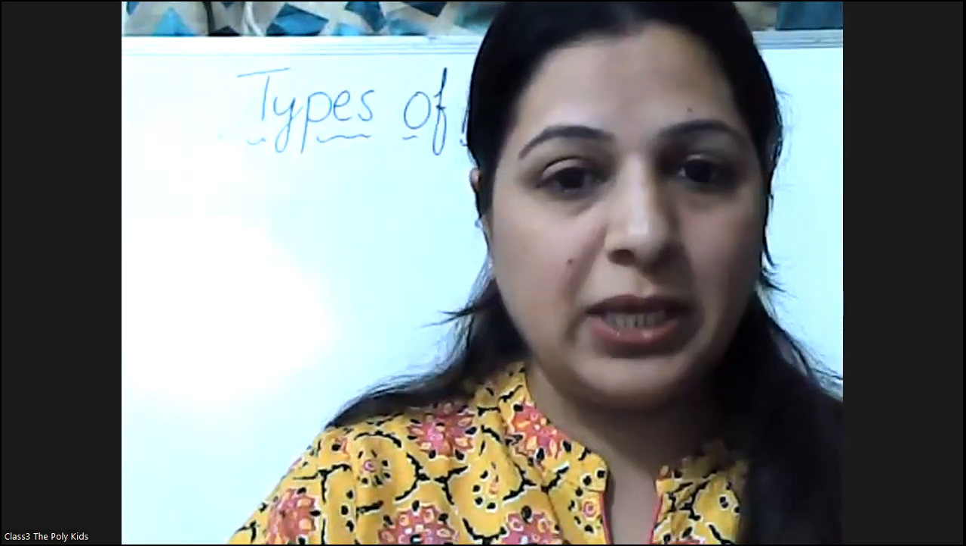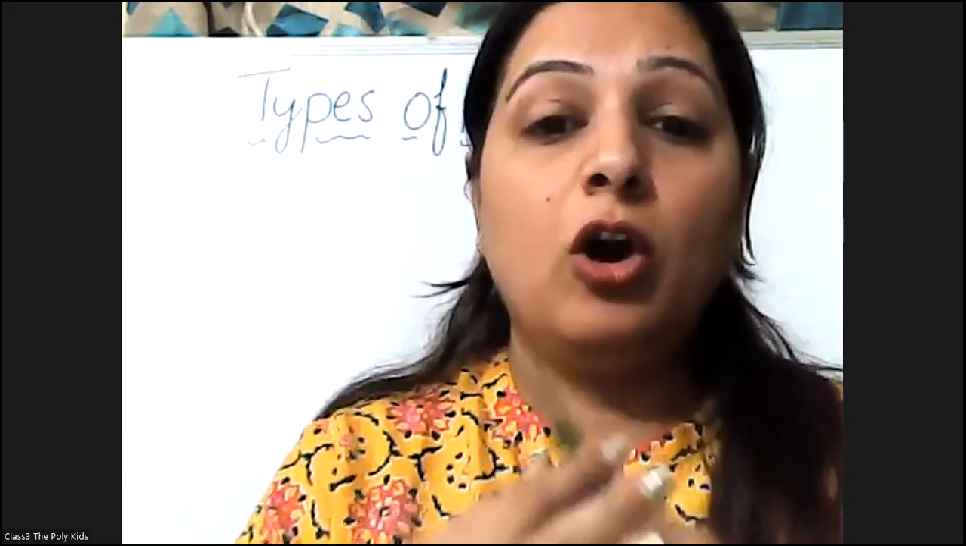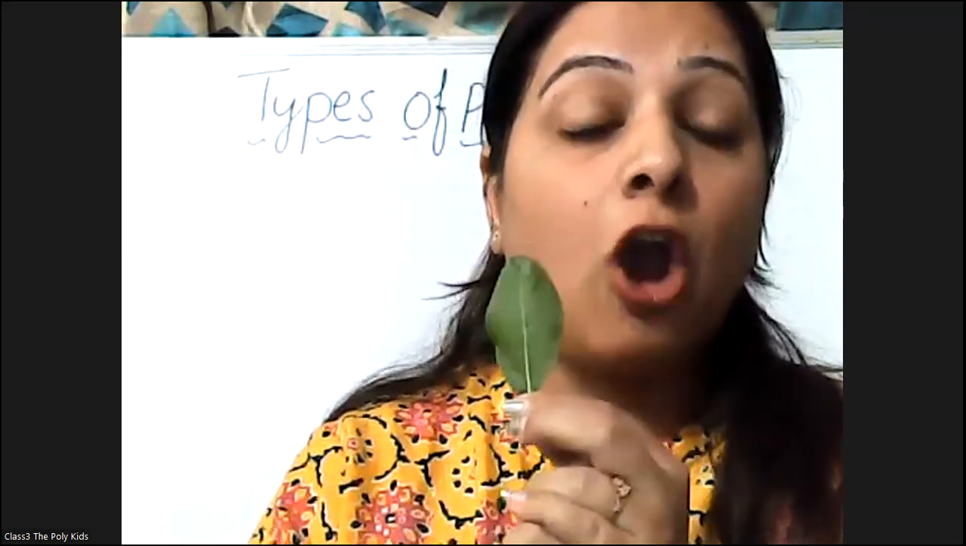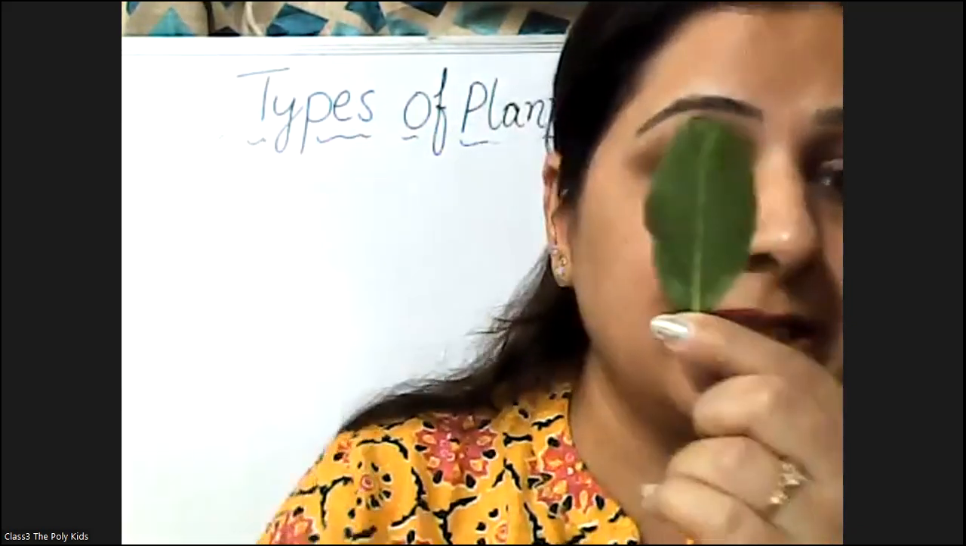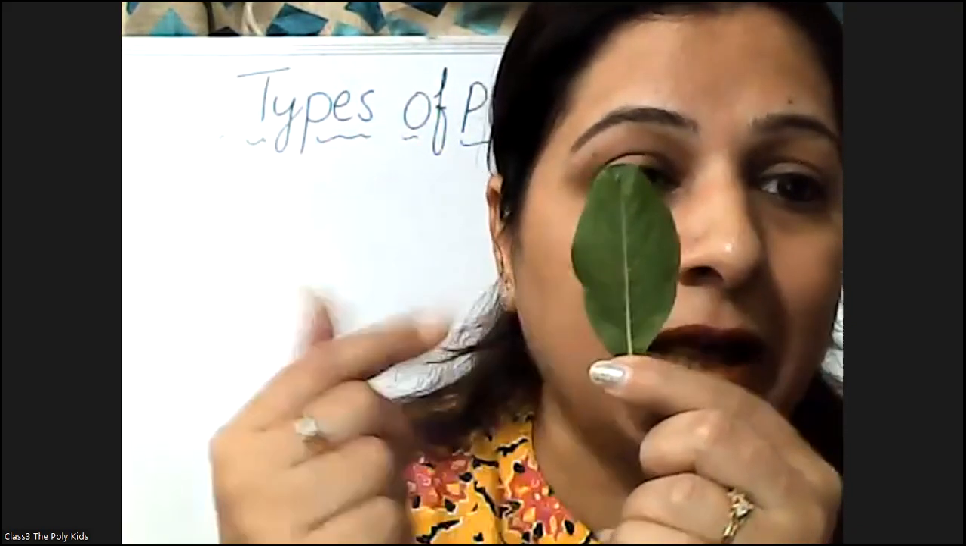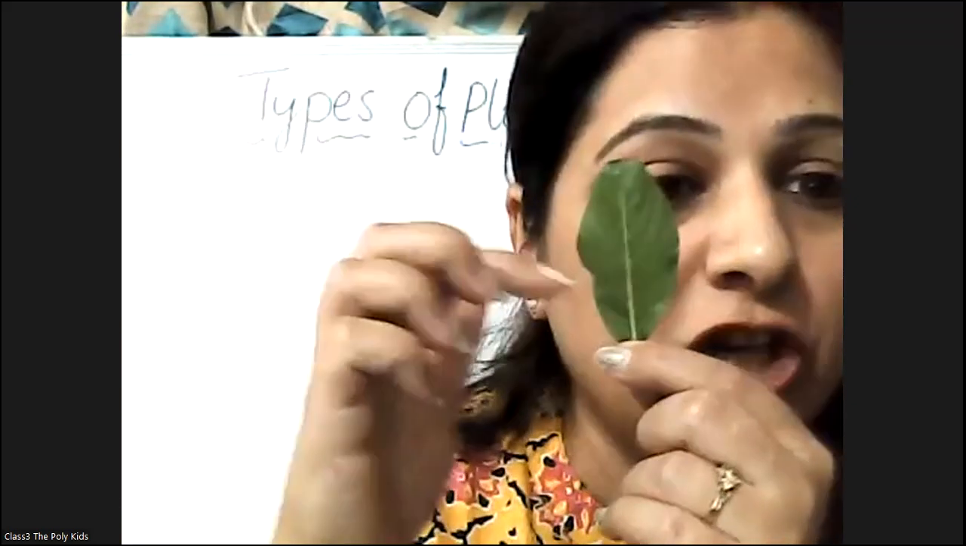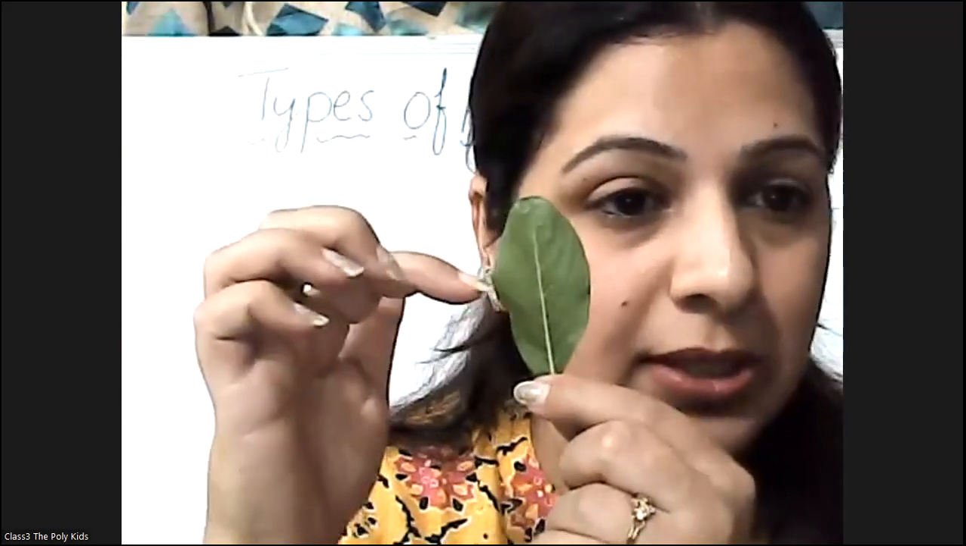Okay, and whatever leaves you people have got, just show me. Ma'am, these two are soft. Okay. And these two. We can talk about their shape also. Like Nityashri is having two. One is similar to this, but the other one has a different shape with cut edges.